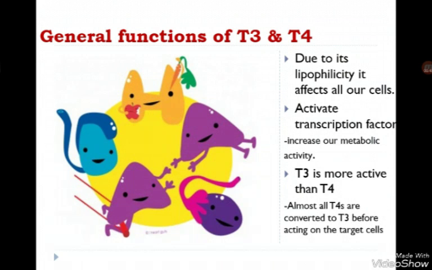And the last note I want to talk about is that triiodothyronine, which is called T3, is more active than T4. So we can consider T4 as a pro-hormone that will be converted eventually to T3 before acting in our cells.